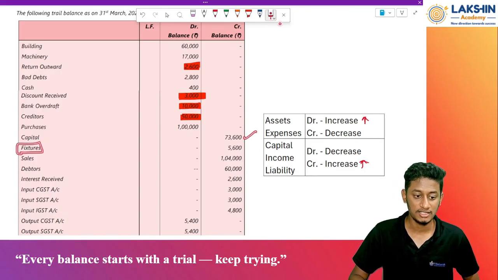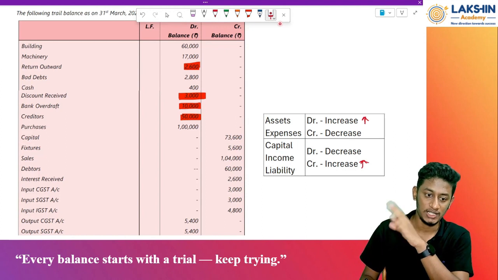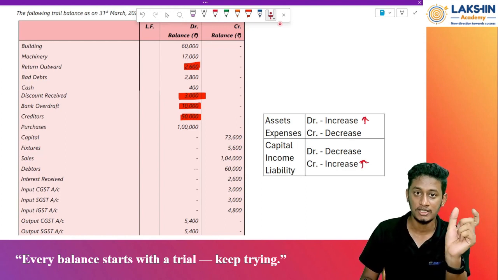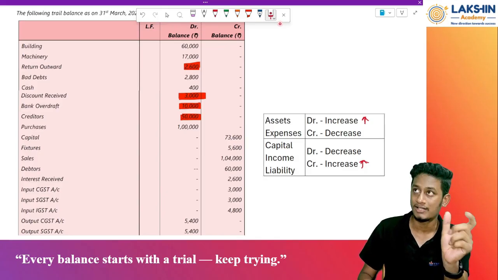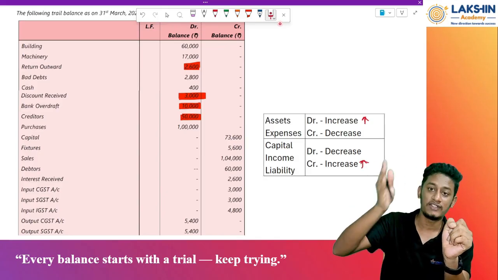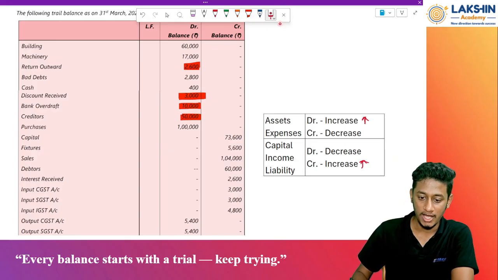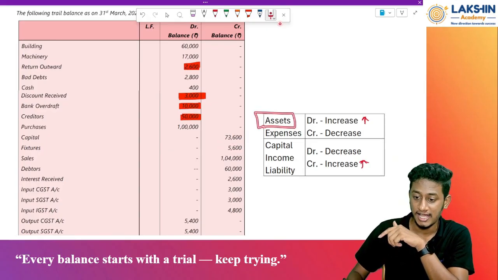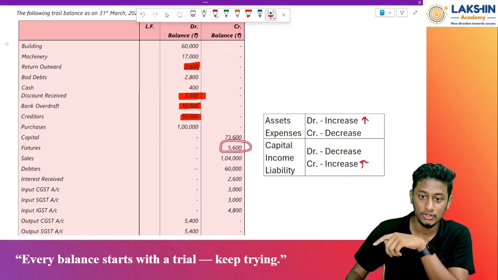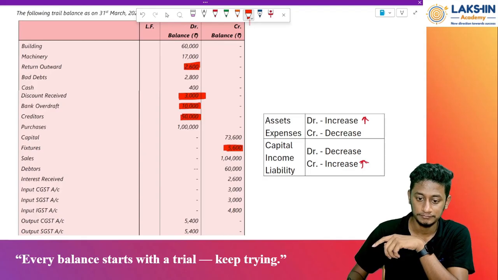Then we have fixtures. Fixtures are categorized as asset. If some of you don't know the meaning of fixtures, furniture, fixtures and fittings are considered as one together. Whatever electrical fittings we do, electrical fittings and fixtures are one and the same. Fixtures are taken on the credit side, but fixtures are assets. Asset increase, debit. So is it debited? No, sir. So this is wrong.